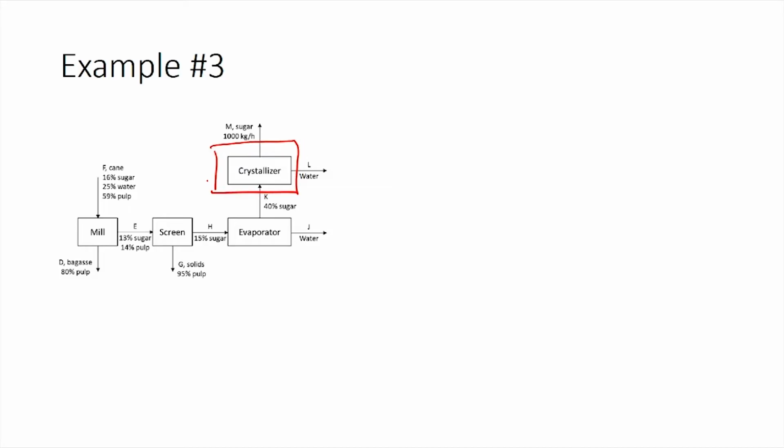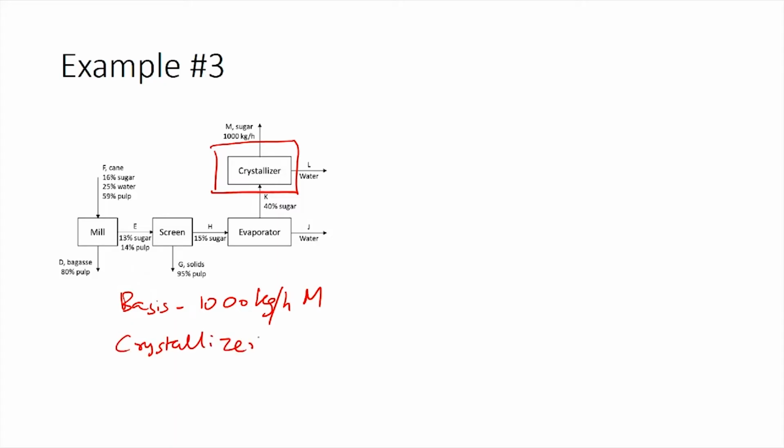Before we start doing the calculations, we need to identify the basis for the problem. Here there is only one flow rate which has been given, which is the mass flow rate of sugar leaving through the stream M. So, our basis for this calculation would be 1000 kilograms per hour M. So, let us start with the crystallizer.